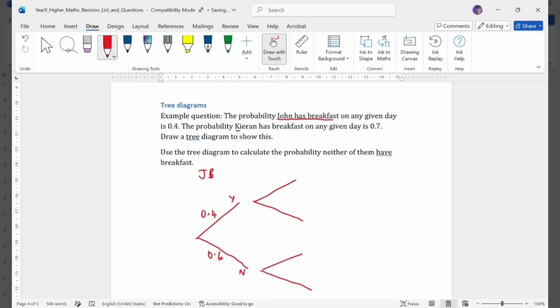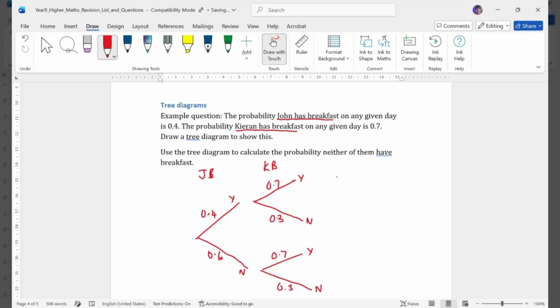We're now on to event 2, which is, will Kieran have breakfast? Again, the 2 options are yes or no, but this time I write them twice. Okay? The chance of him having breakfast is 0.7. Therefore, there is a 30% chance he doesn't, but those numbers need to be copied down onto these branches.